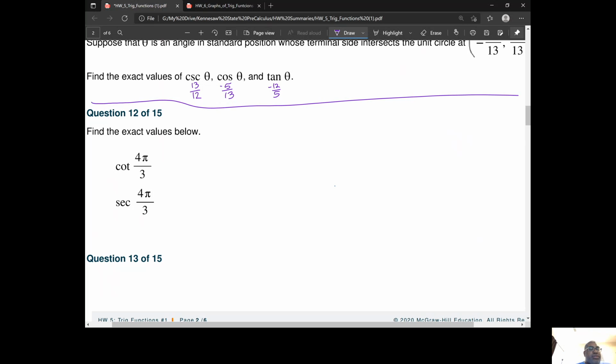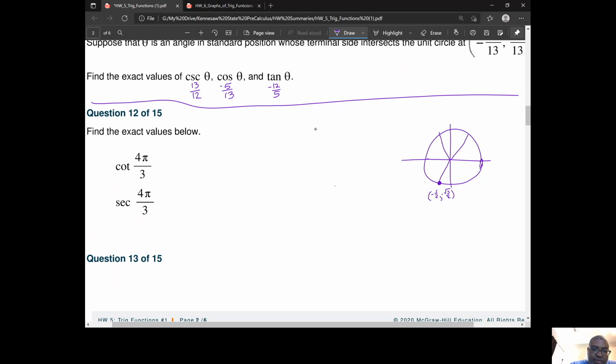The cotangent of 4 pi over 3. Let's sketch it. I like to sketch it every time just to be sure, because I like to know where we're talking about. So 4 pi over 3, 4 is greater than 3. Okay, so this is 1 pi over 3 right there. 2 pi over 3 is up there. 3 pi over 3 right here. 4 pi over 3 is right here. So the point here is negative 1/2, negative root 3 over 2.